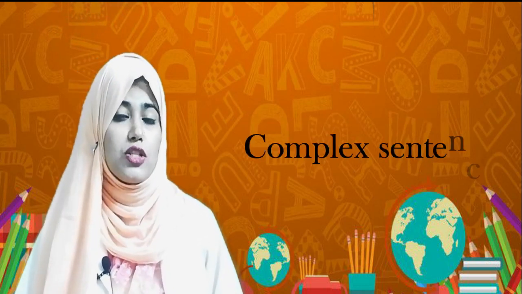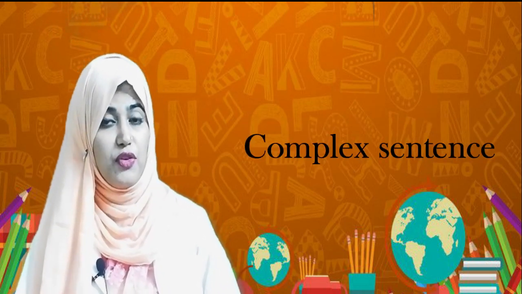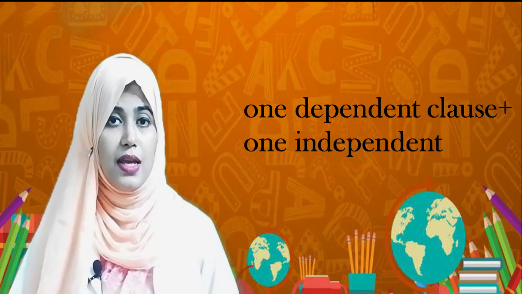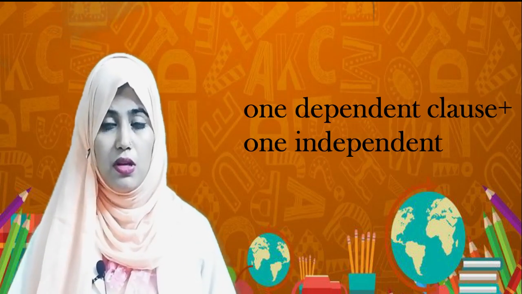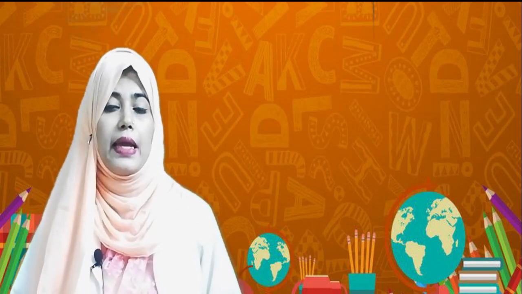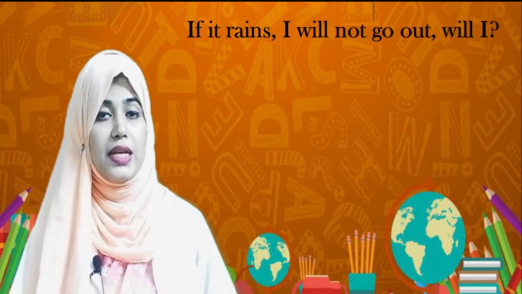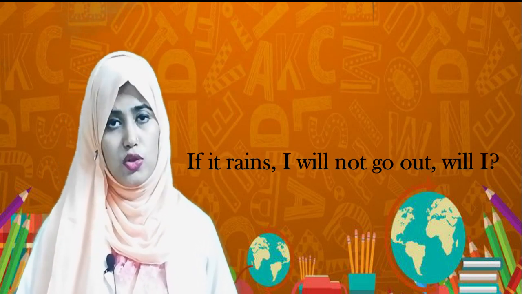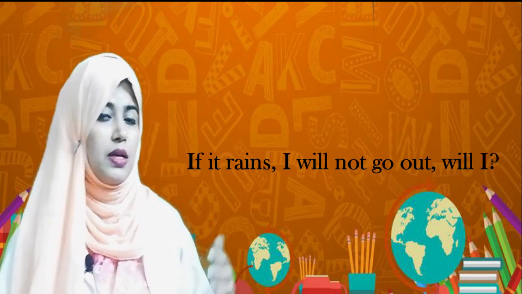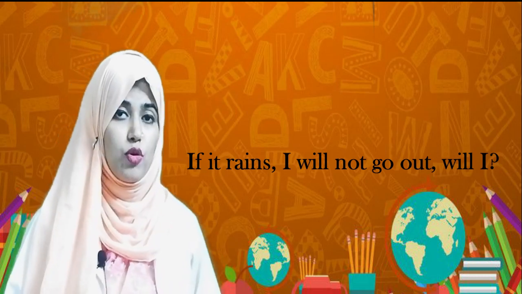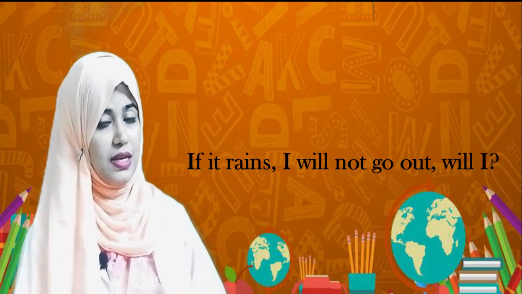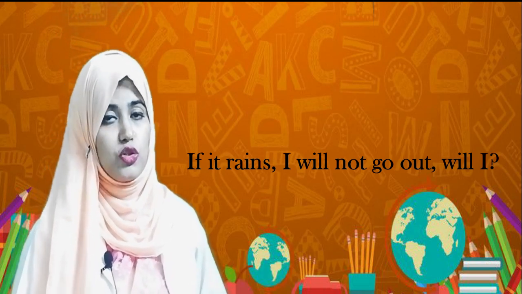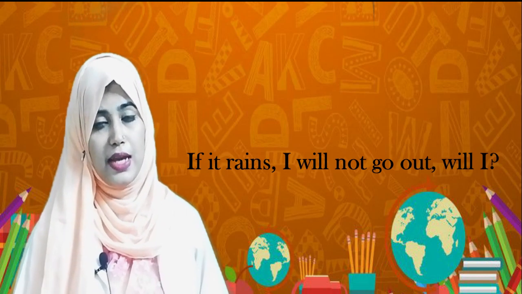Okay. Now let's talk about complex sentence. If you find complex sentence, then what you are going to do? We know that complex sentence has two clauses, one dependent clause, one independent clause. In most of the cases, we take the main clause to make the tag. For example, if it rains, I will not go out, will I? Here you can see that the first clause is the subordinate clause or the dependent clause, and the next one is the principal clause or main clause. So this main clause should be used to make complex sentence tags.